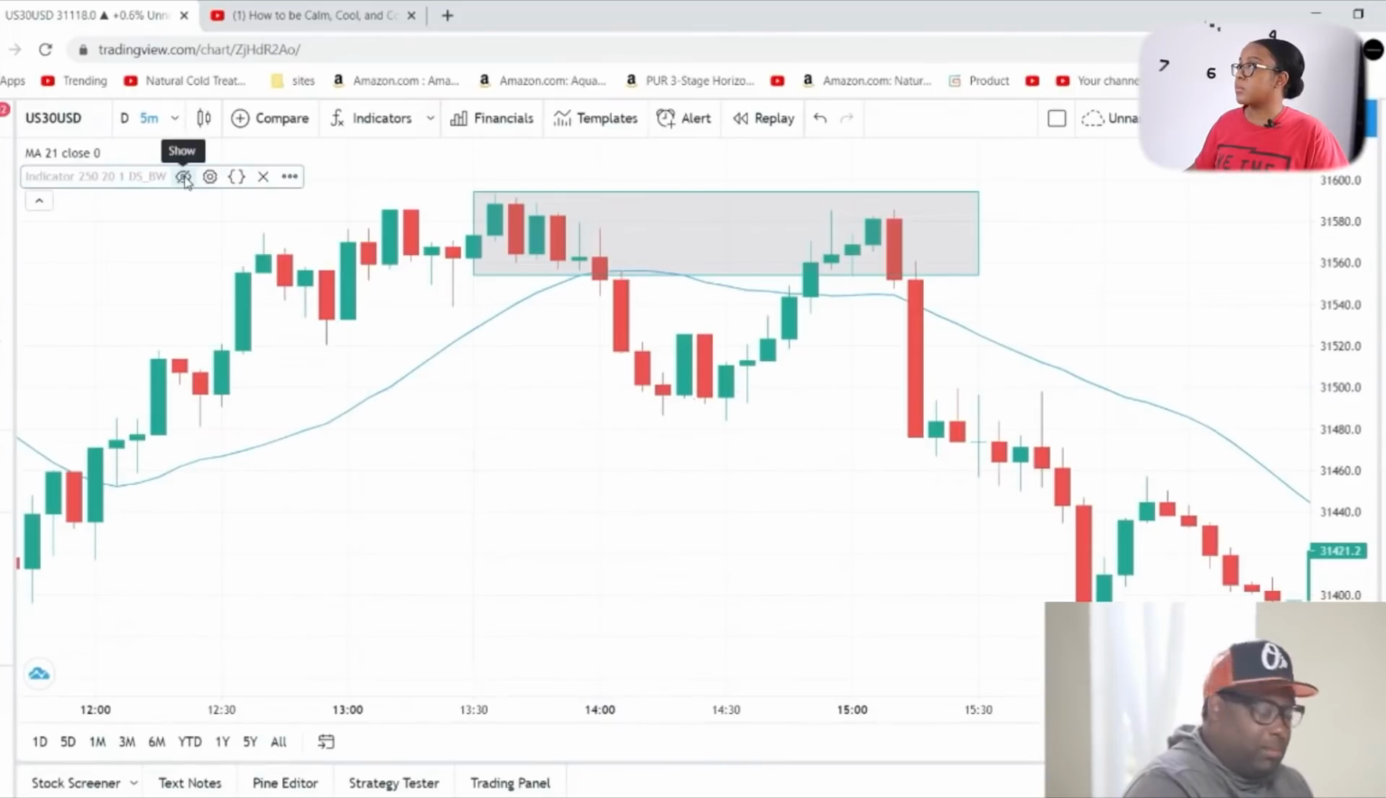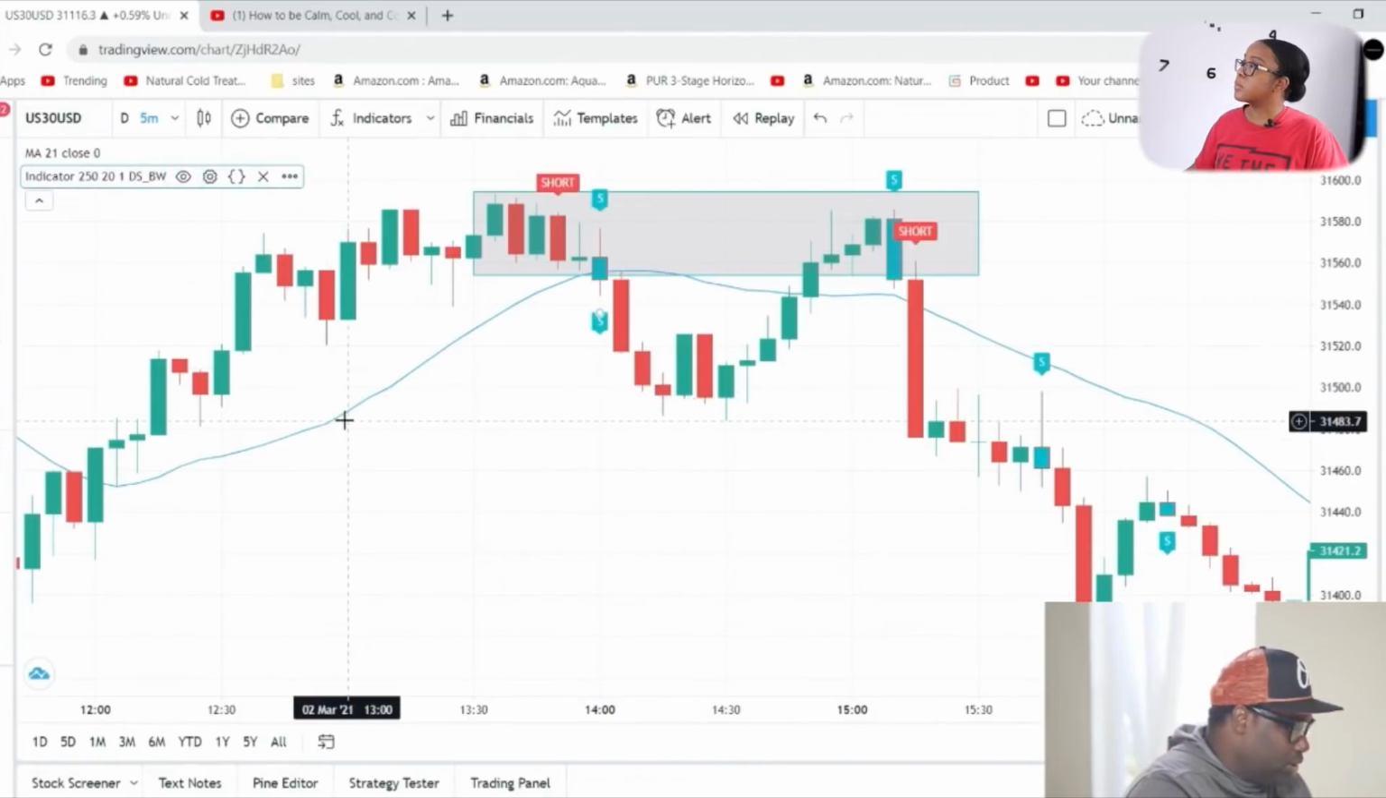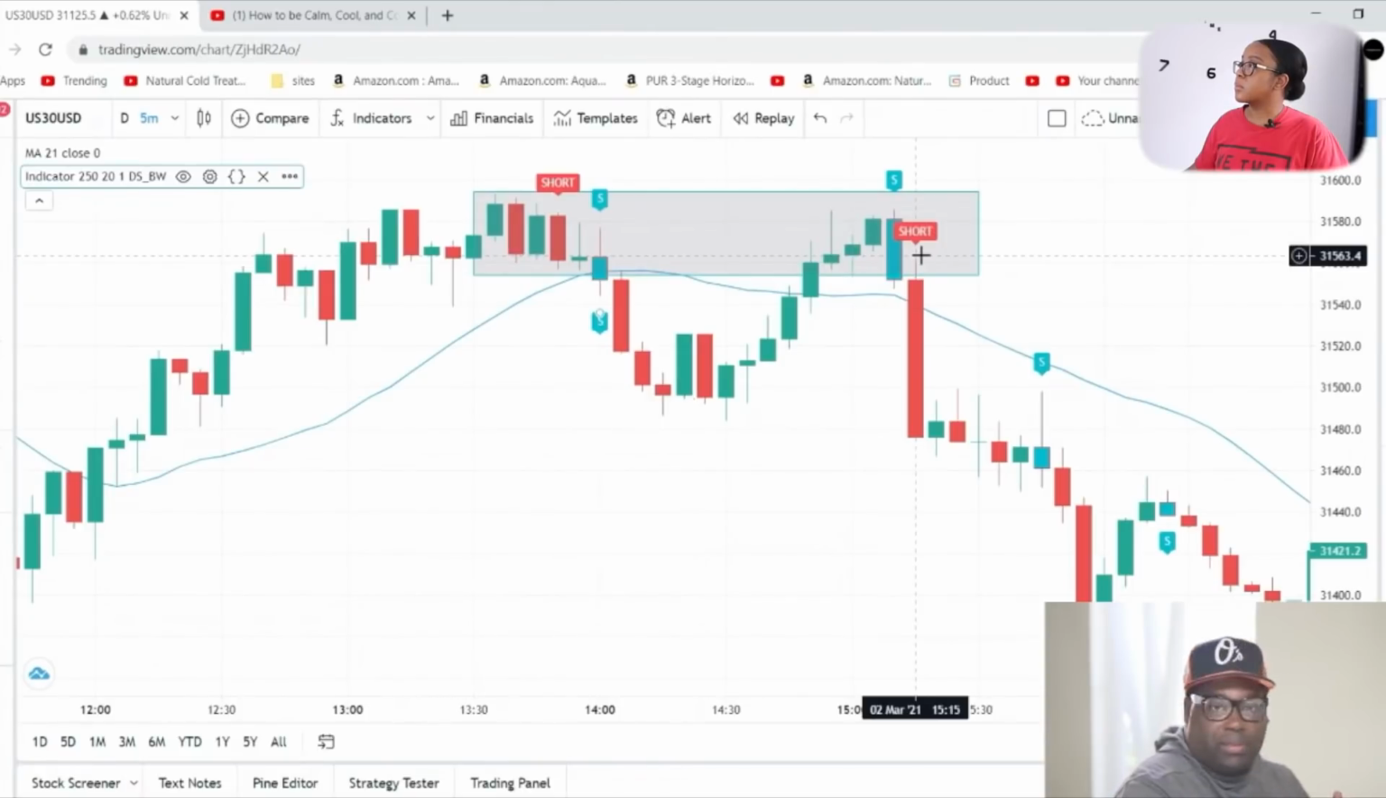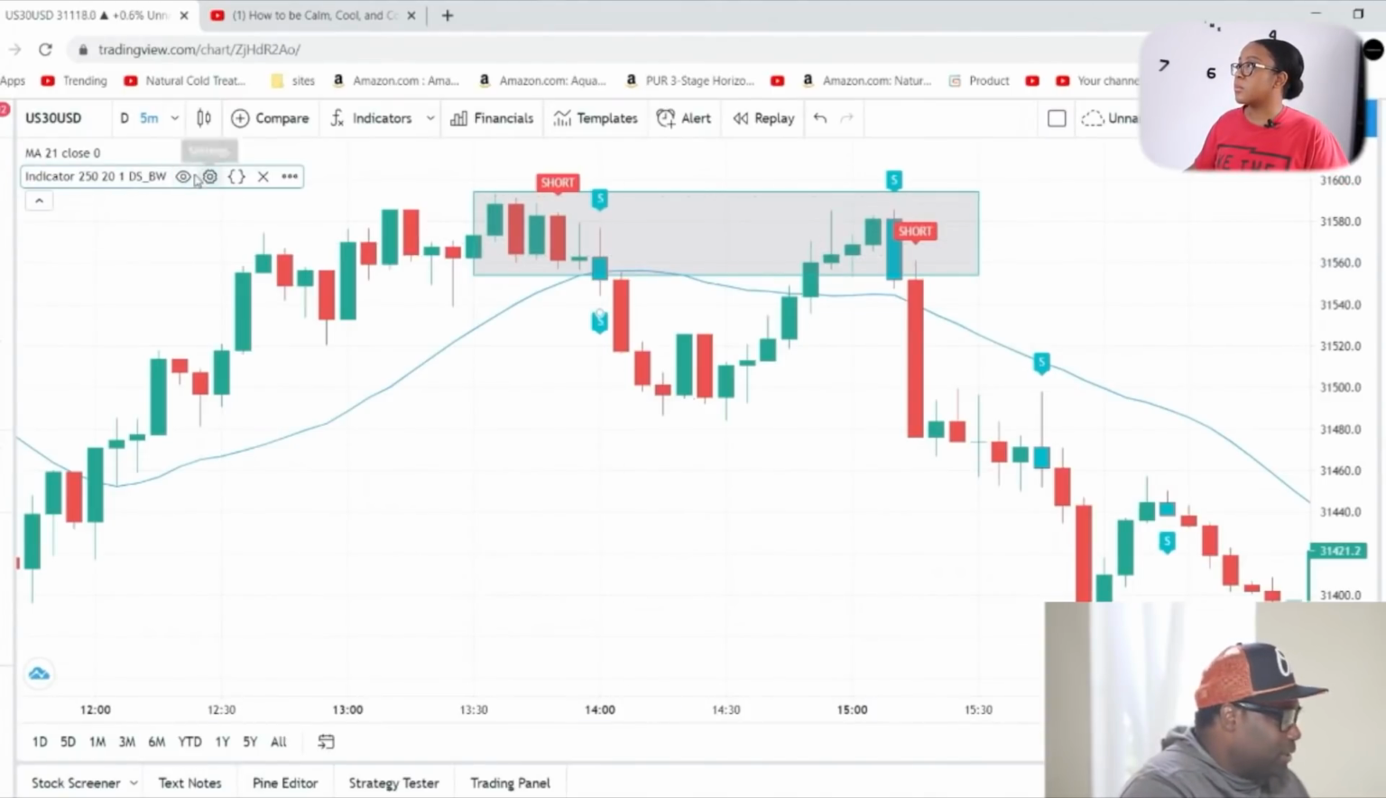So again, my indicator does show supply. So right here, we have supply right here. And you have a little short signal, whatever. Like I said before, you don't need an indicator. I teach my students how to do this without the indicator at all. You just need strictly price action. But like I said, this is only for beginners.